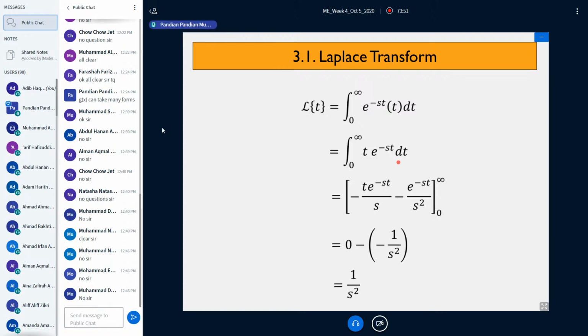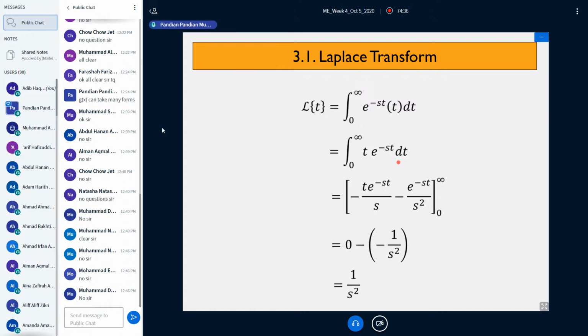So uv, so uv, t e to the minus st divided by minus s, minus integration, uv minus v du. So check your formula: uv, your u is t, your dv is e to the minus st dt. So the answer is uv minus v.